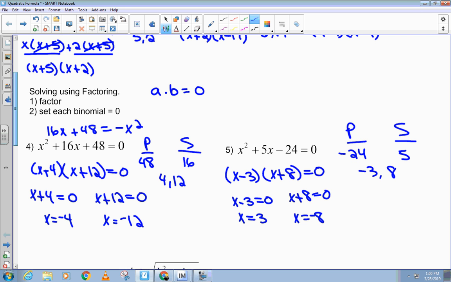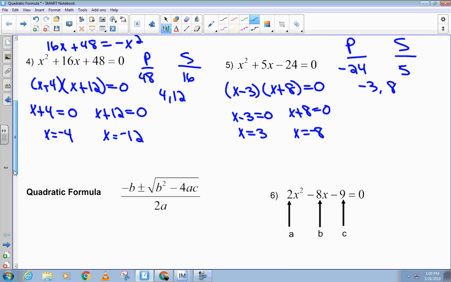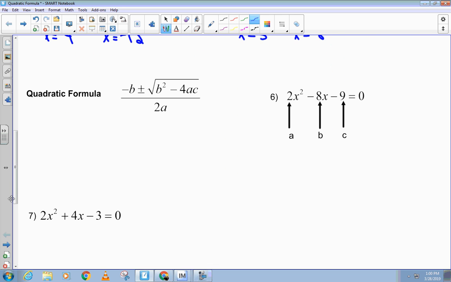Now, what do you do when product and sum won't work? You have to go and use old reliable. Do you all remember that from Algebra 1? Yes, you did? Anybody have this, Stevenson? Can you sing the song?